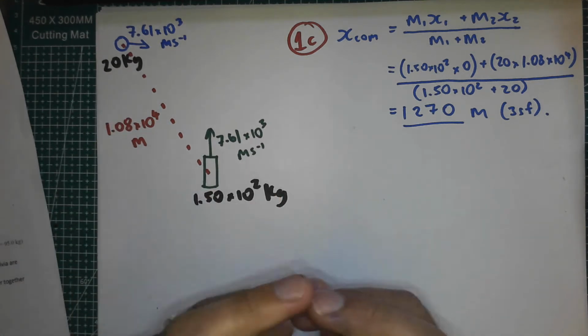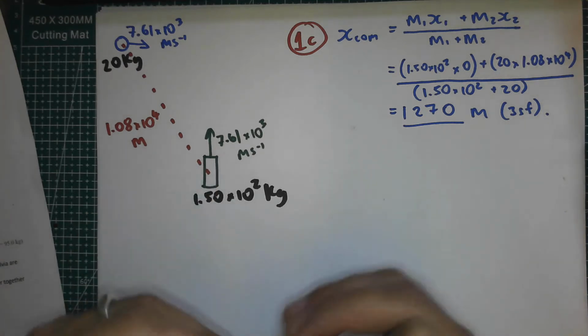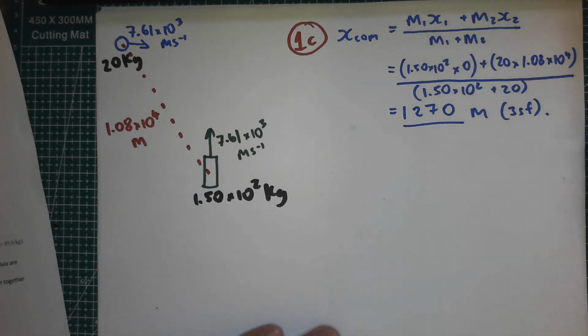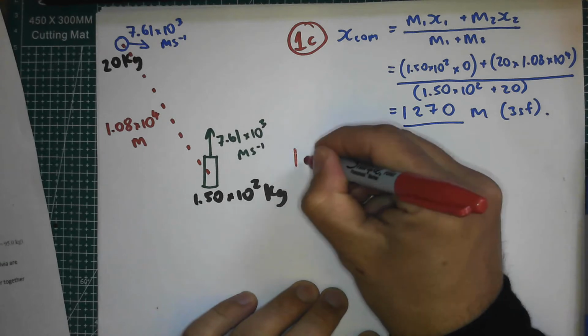And because both of the objects are stuck together after the collision, that is the momentum of the system. Didn't explain that very well. Whatever. Let's go on to 1D.